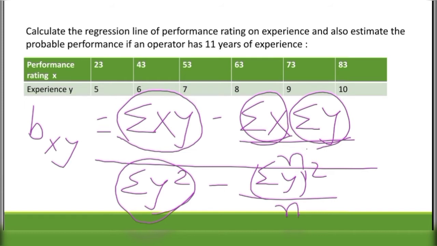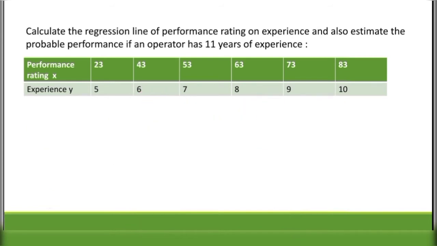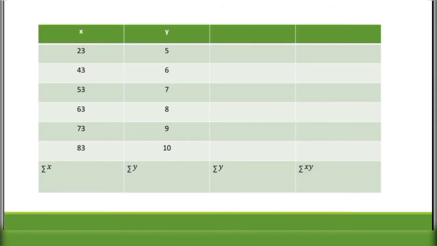So now my next step will be to make a table. In the table, the first column will be X, the second column will be for Y, the third column will be for Y square, and the last column will be for xy.